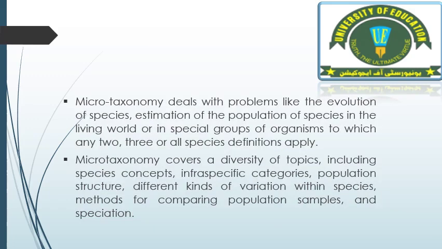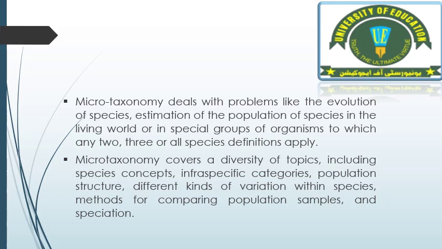Microtaxonomy deals with problems like evolution of species, estimation of population of species in the living world or in special groups of organisms to which any 2, 3 or all species definitions can apply. It means that microtaxonomy deals with evolution of species, means how new different species were formed or evolved with the passage of time. It also gives the estimate of total population of species in the living world, how many species are present in the living world, and the implementation of definition of species to those individuals or organisms.